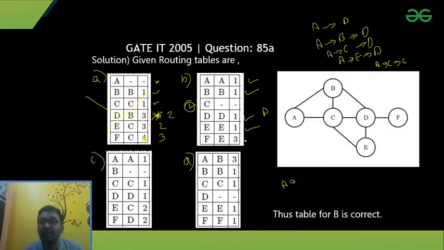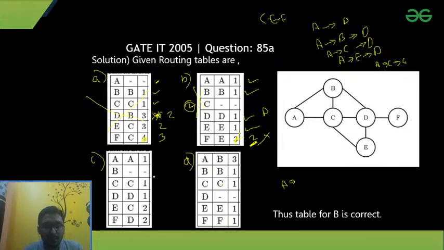C is having three distance from F. So three distance is not possible from C. We can reach F from C just by C, E, and F. C to E to F. So only two edges are required. So this table is wrong actually, and the correct entry should have been 2 here.